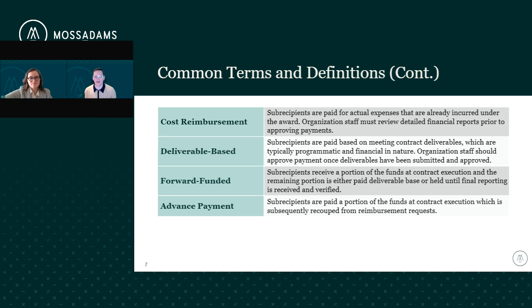And then we have advance payment awards. So similar to a forward funded, an initial payment will happen at the onset of the contract execution. But that initial payment will then be recouped subsequently as additional reimbursement requests come through. Those are typically seen in tandem with a cost reimbursement award, where an organization may need a good chunk of funds to kickstart the program in order to start actually incurring expenses. And then once they do incur those expenses, then they will submit for reimbursement after that advance payment's been recouped.